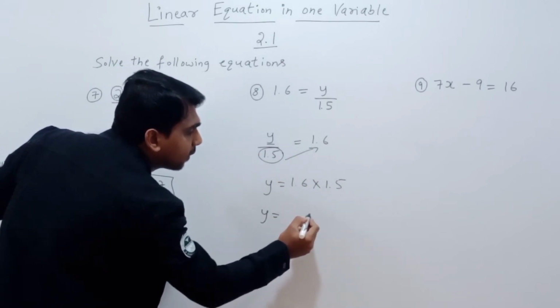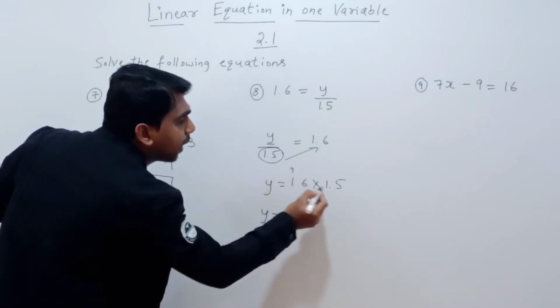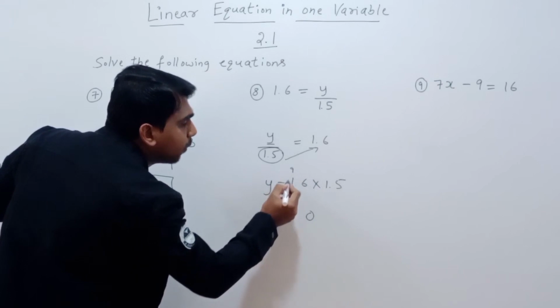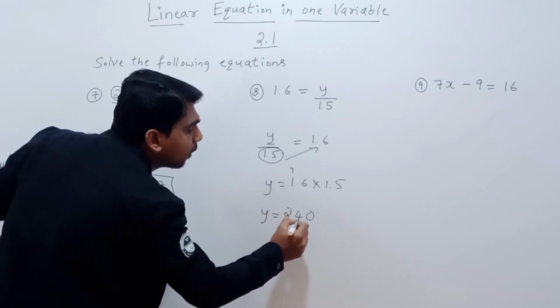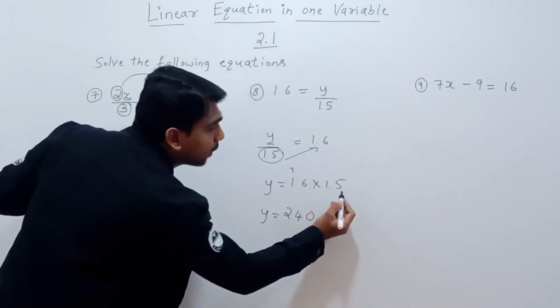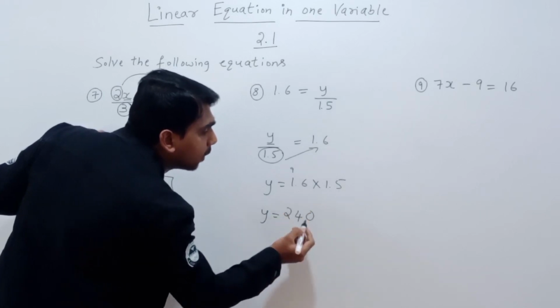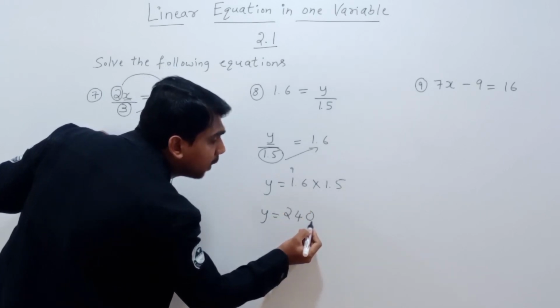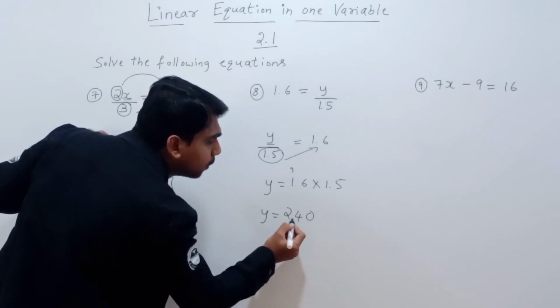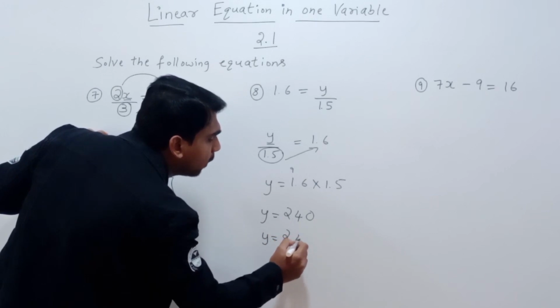Now 15 sixes are 90. 9 carry. 15 ones are 15. 15 plus 9, 24. Now here the decimal point is after one number. Here also one number. So we have to put the decimal point after two numbers. 1, 2. So answer is 2.40 or you can write it as 2.4.